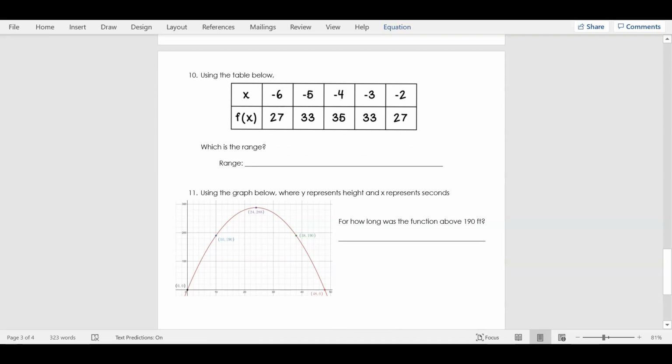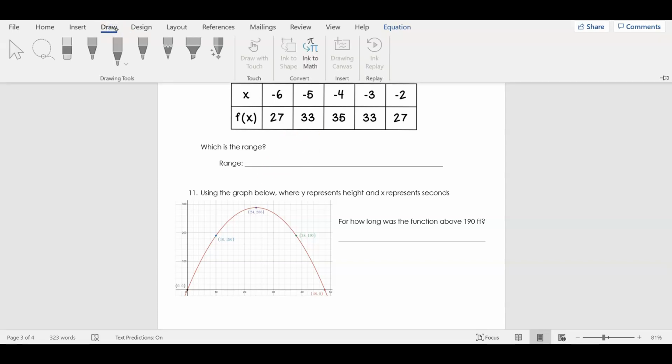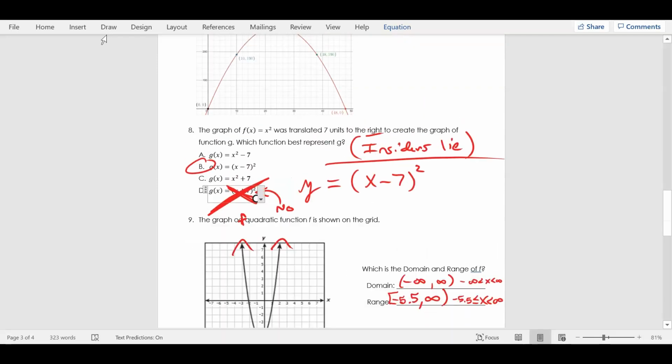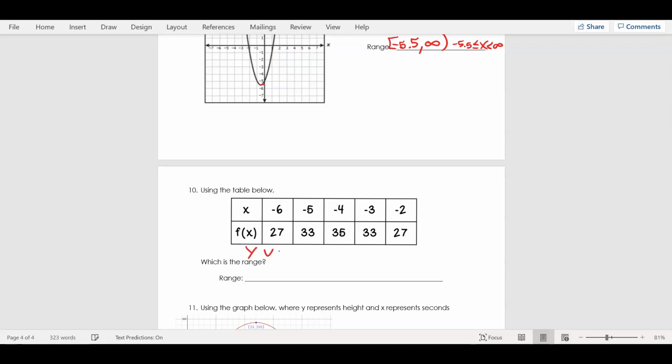Using the table, what is the range? So remember, range is y values. Not able to write for some reason. So my range is my y values, which is right here, f of x, that's y. So let's put these in order from least to greatest. I got 27 on here twice, 33 is on here twice, and then 35 is left over.